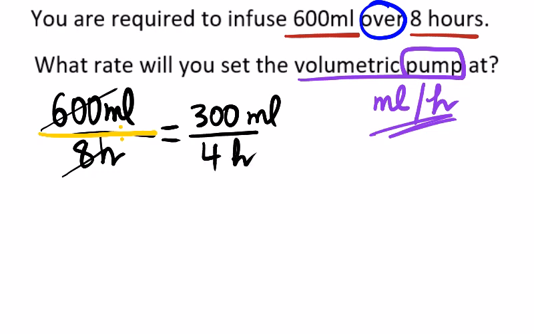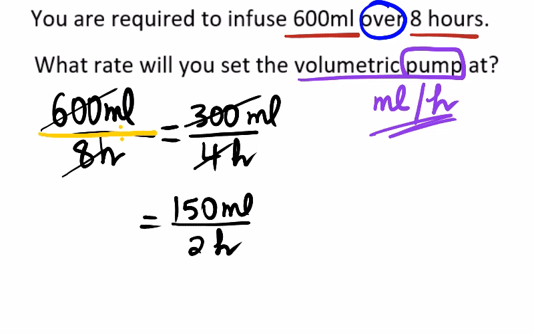And we can do it again. Half of 300 will give us 150. Half of 4 will give us 2. And we can do it almost in our heads. 150 now divided by 2, or else we would get a calculator and enter 600 divided by 8, to have two ways of doing the calculation and backing our calculation up. So 75 mL per hour.